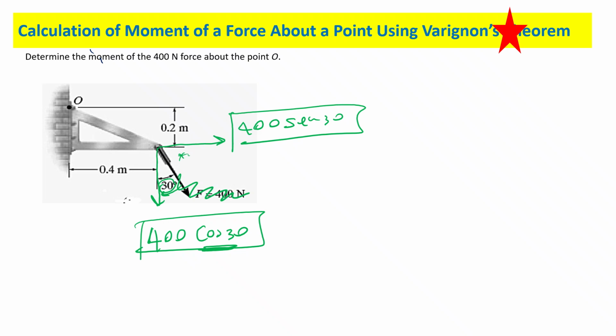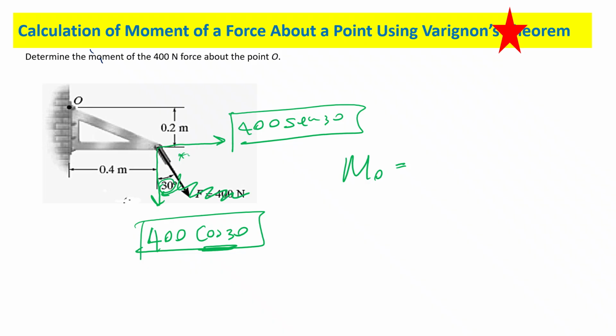Okay, now you don't have this 400. Instead of the 400, you have two components. Now can you find the moment of each? If you add the two moments together by the components, you will find the moment for this 400. Can I give you a few minutes to find this? Okay, so we'll take one at a time.